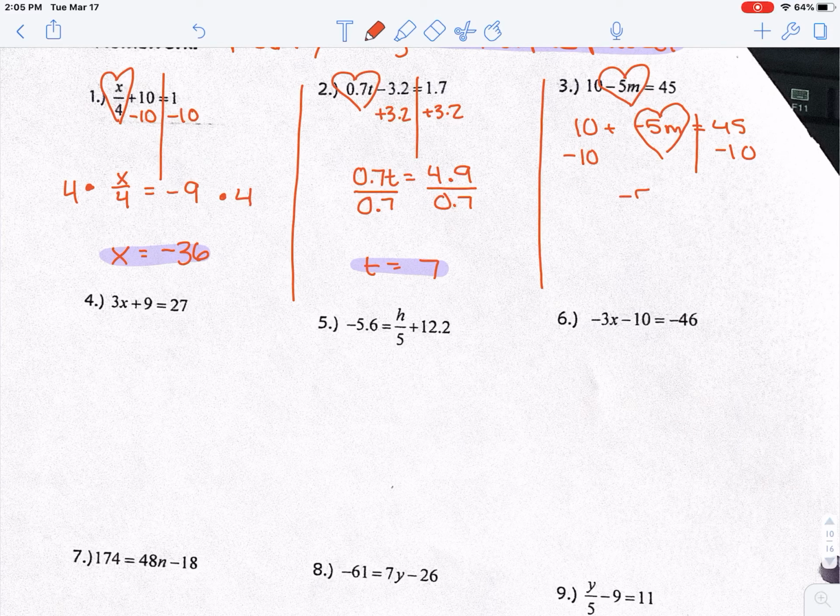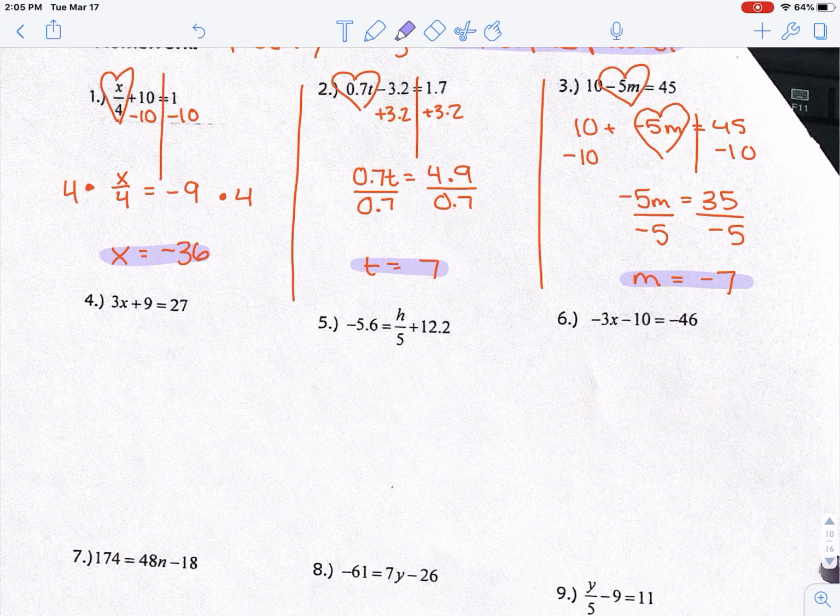So now we're left with negative 5m is equal to 45 minus 10, so we get 35. And if we divide both sides by that negative 5, we should get m by itself is equal to 35 divided by negative 5, which is going to result in negative 7.